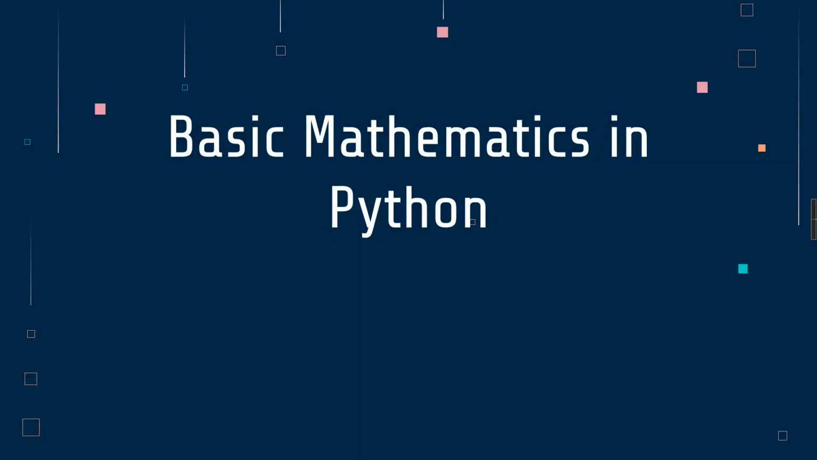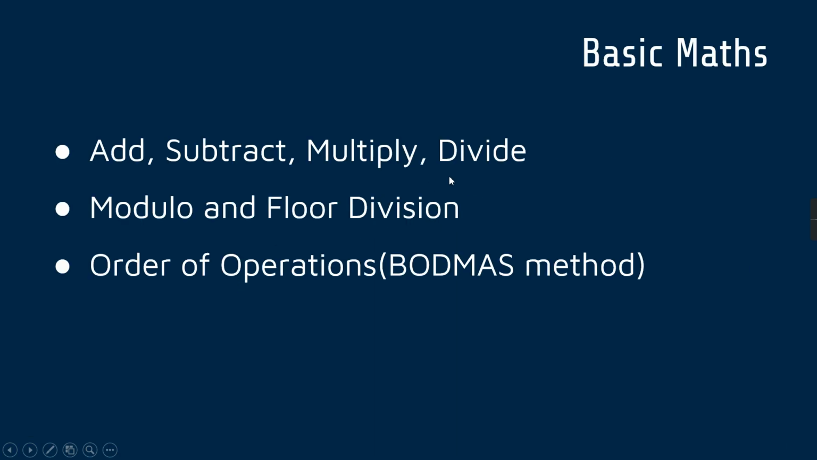Everyone, in this video, we will look at the basic mathematical operations that we can perform in Python. When we talk about the basic mathematical operations, the ones which would instantly come to our mind are addition, subtraction, multiplication, or dividing two numbers. In Python, we have something called the modulo and the floor divisions. And finally, we end this topic by looking at the order of operations that can be carried out using the BODMAS method. So let's jump into Jupyter Notebook and see how we can perform these tasks.